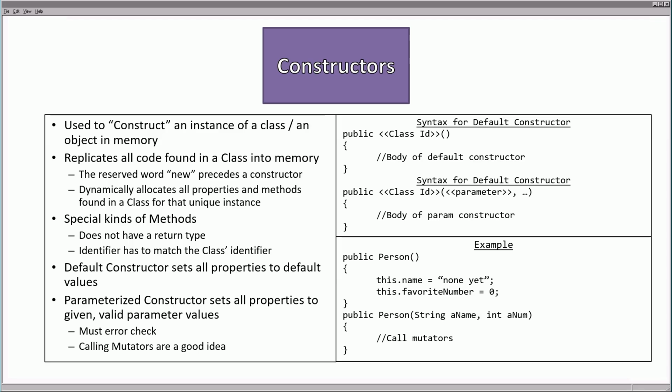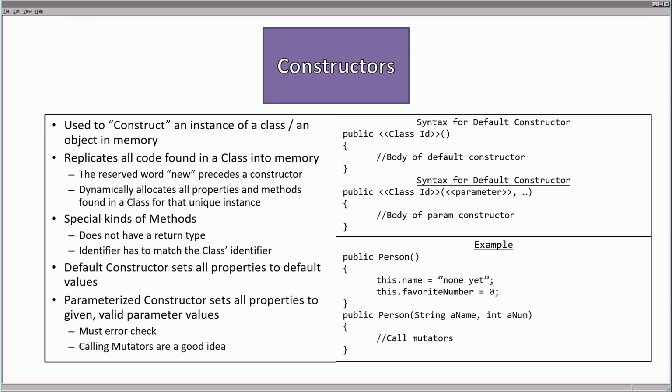This is a common practice called dynamic allocation, and all of the properties and the methods that are found in the class are created for that unique instance. Constructors are a special kind of method which do not have a return type, and its identifier has to match the class's identifier.